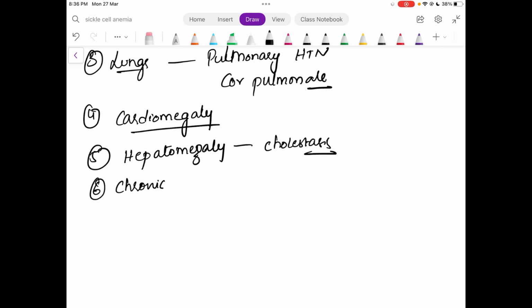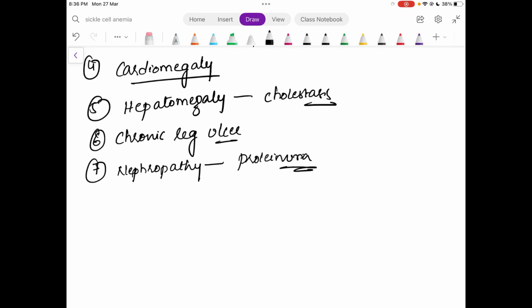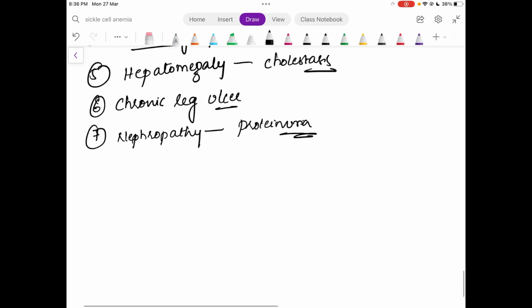Chronic leg ulcer. It can be superficial or deep leg ulcers will be seen. Nephropathy. In this nephropathy, patient will have proteinuria. These are the symptoms which are seen in sickle cell anemia.